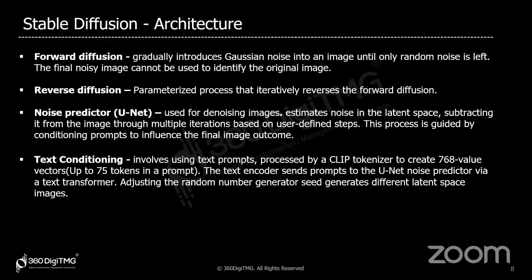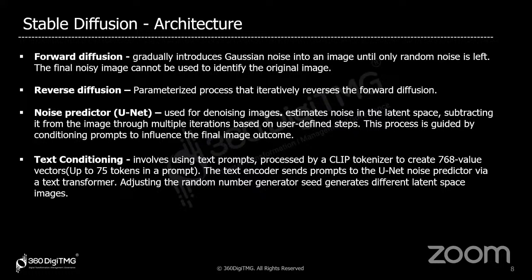Then there is text conditioning. Text conditioning involves the text prompt, which we will provide, processed by the CLIP tokenizer to create 768-value vectors. It uses up to 75 tokens in a prompt. In one prompt, we can have 75 tokens.